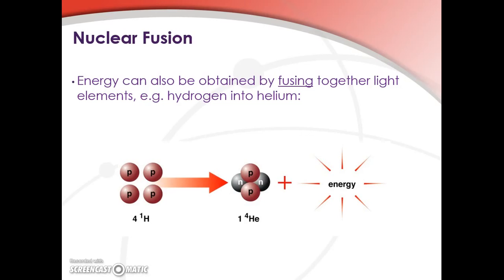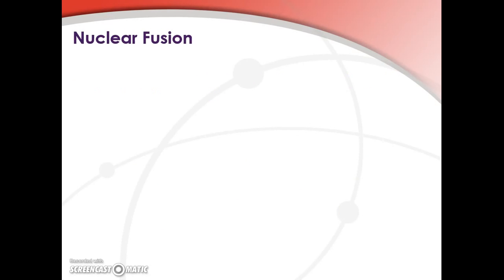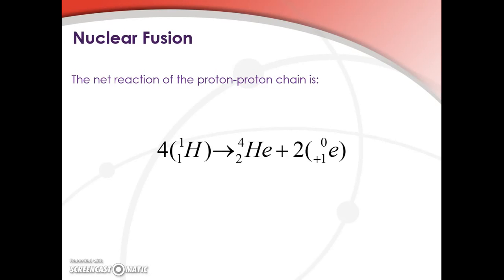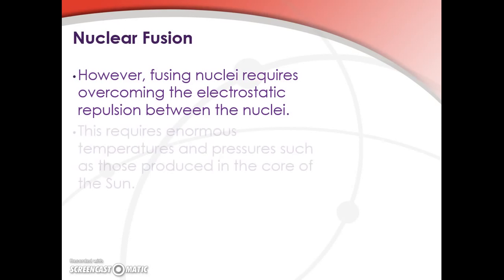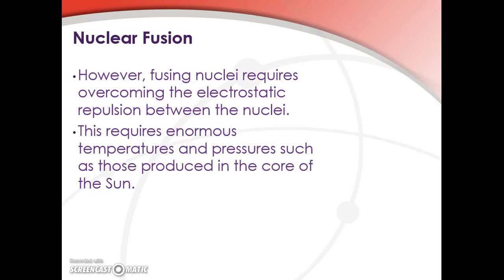Well, the answer is that it's pretty tough to get those protons to go together. So our net reaction of 4 protons to 1 helium nucleus plus 2 positrons is a way to produce power. The problem is that we have to overcome that electrostatic repulsion between the nuclei. So we have to put a lot of energy in, and by a lot I do mean a lot. It requires enormous temperatures and pressures, and typically those can only be produced in the core of a sun, in the core of a star.